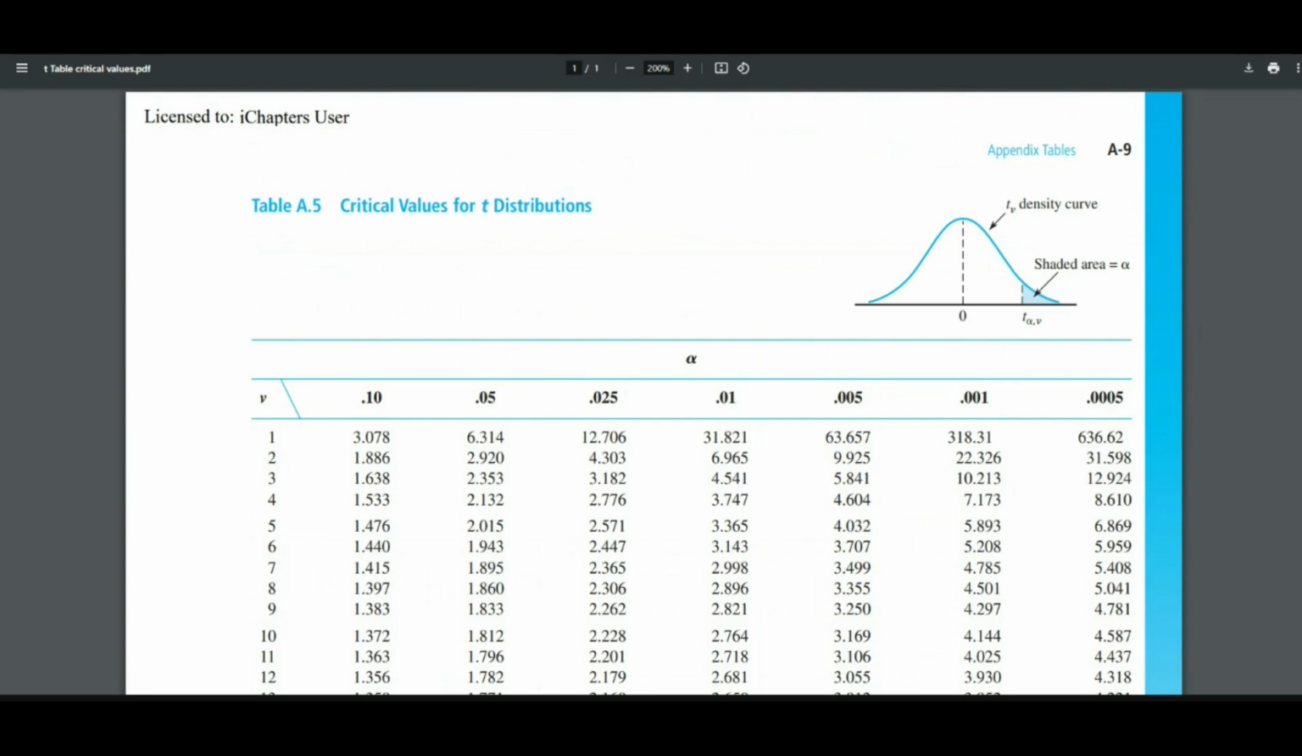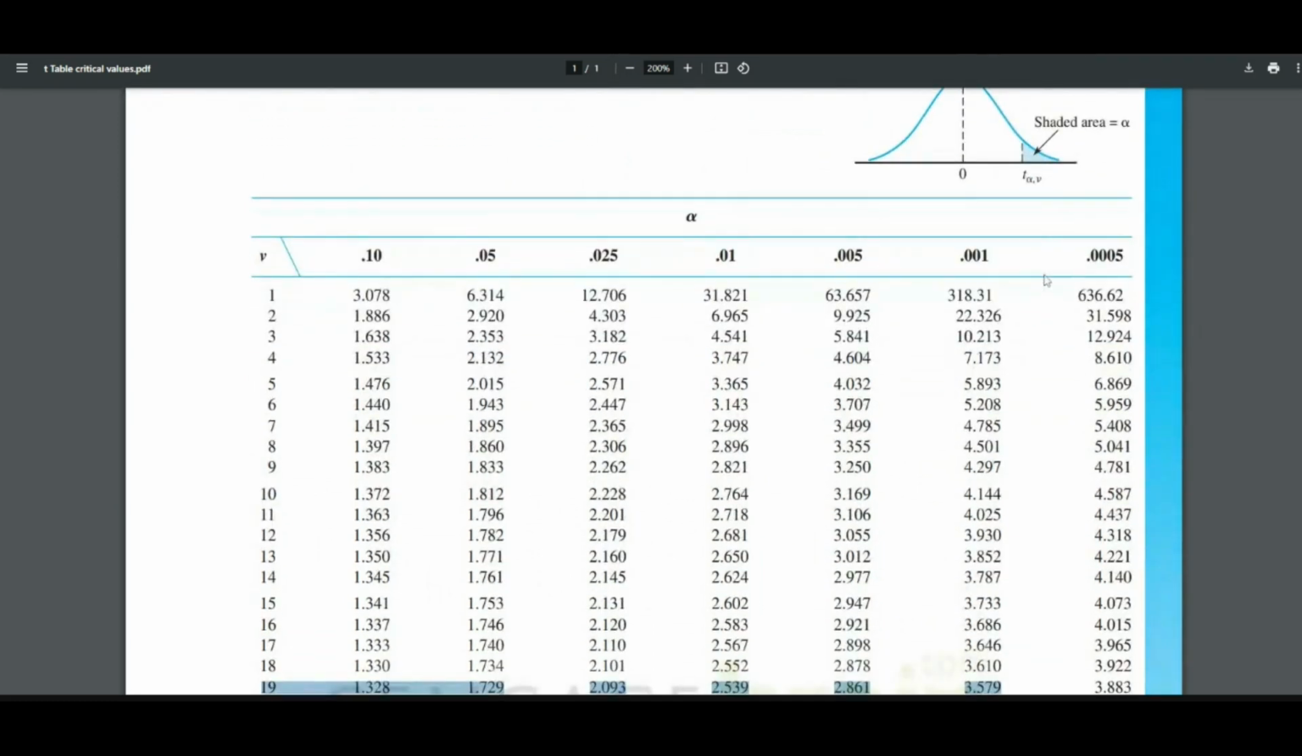What is the multiplier? Anyone get it yet? At 19 degrees of freedom and 2.5, do you see it? I do. Can you paste it on Scratchpad? I don't want to tell you what it is. I want to see if you can pick it up. What is the correct multiplier in this case?